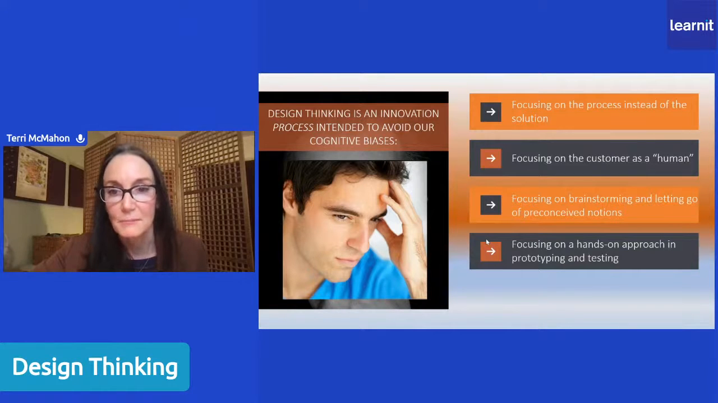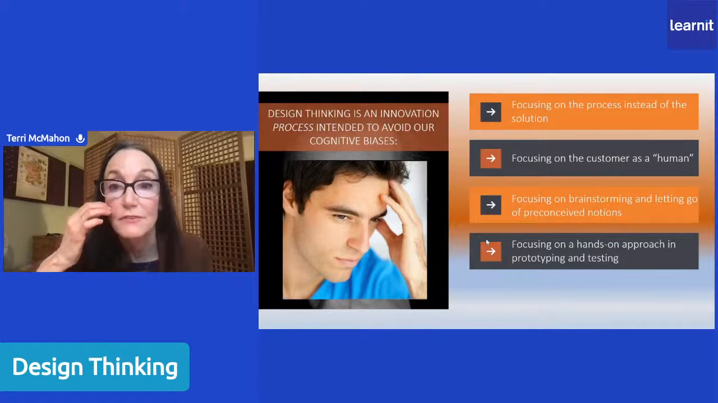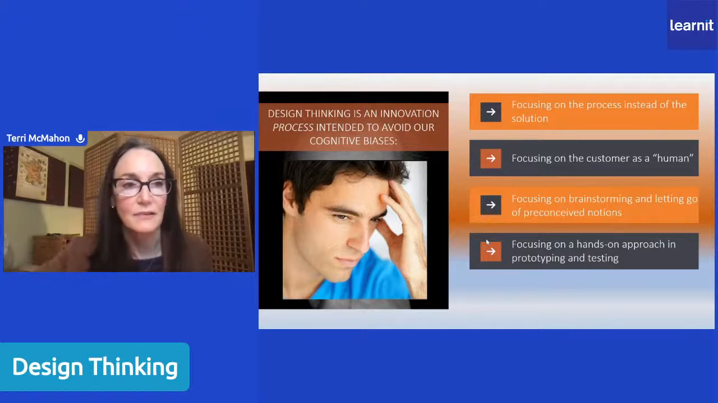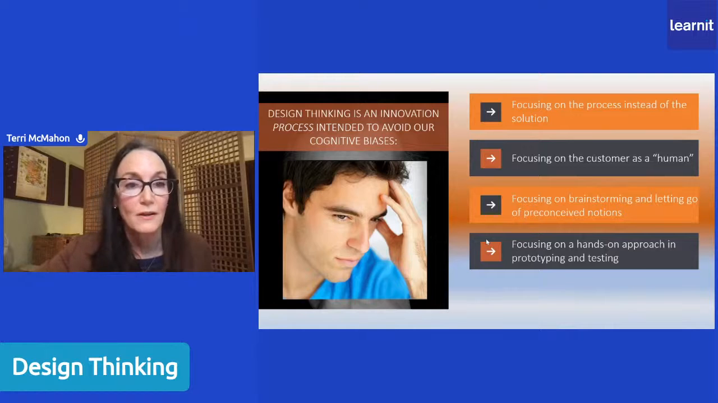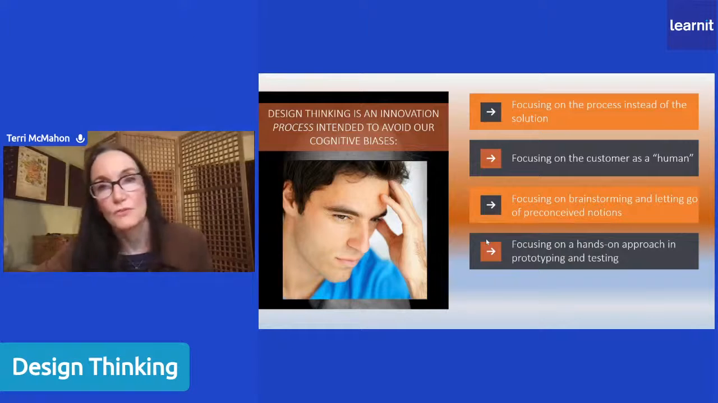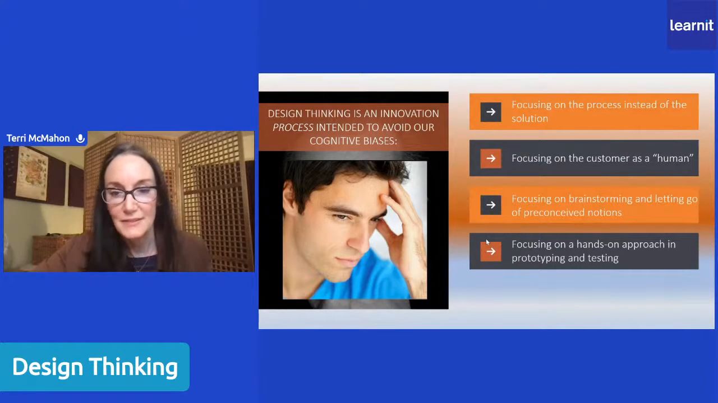All right, so take a look at some of these ideas that happen for us when we're thinking about cognitive biases. What happens? We focus on the process instead of the solution. That's what we want to do with design thinking. Design thinking focuses on the customer as a human, which I talked about before, focusing on brainstorming and letting go of preconceived notions. It's always this way. It's always that way. Focusing on a hands-on approach, we actually have to get up and experiment, prototype, and test. Great. So design thinking, the process.